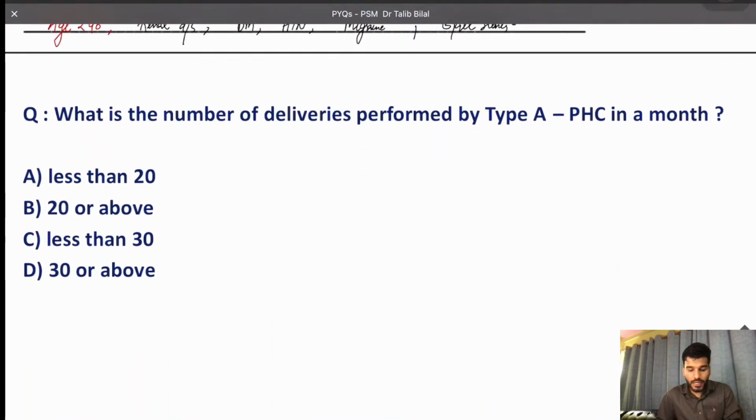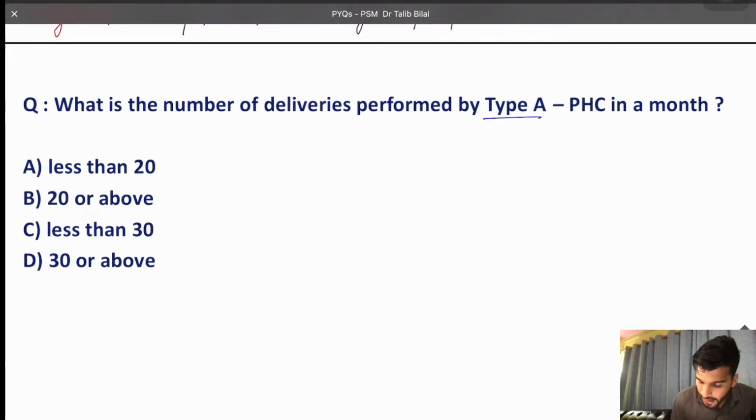So what is the number of deliveries performed by a type A PHC? So we have two types of PHC, type A PHC and type B PHC. What will be the number of deliveries that will be performed in a type A PHC? What will be your answer, guys? Write down the answer.